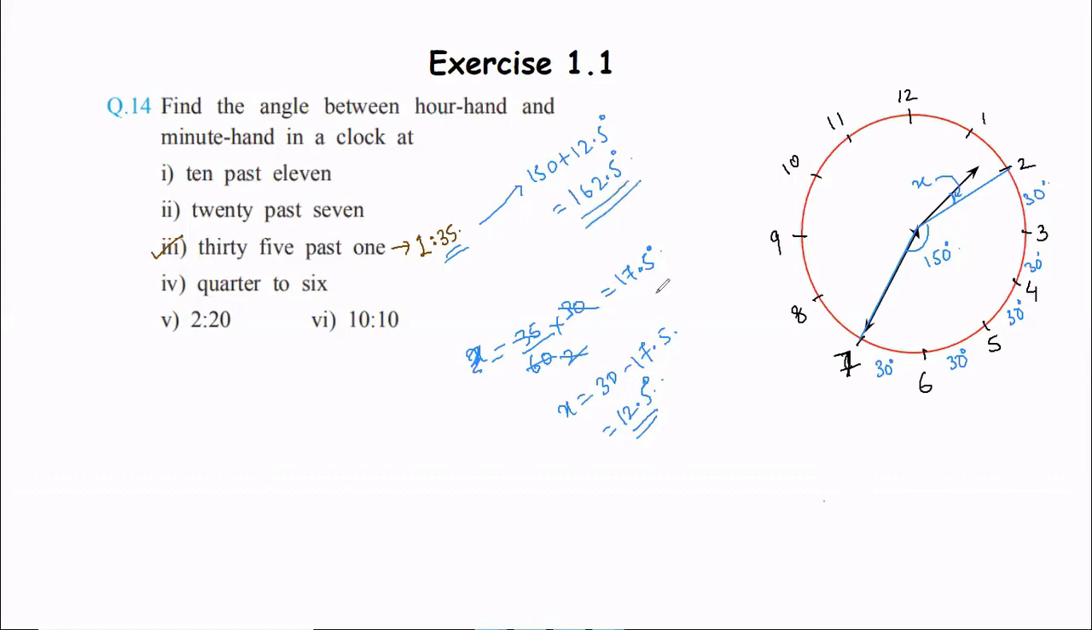Now moving to the next question, the fourth one, quarter to 6. Quarter to 6 means 5:45. We'll move to that one and see how to solve it.